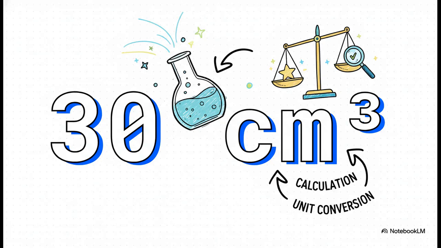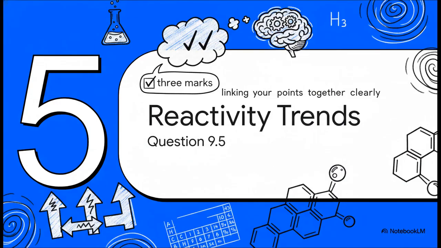See? The first mark was for doing the calculation, but that second mark was for getting the unit conversion right. It's a perfect example of how paying attention to the tiny details gets you every last point. Okay, we're on the final stretch now, the last part of the question, 9.5. This is a 3-mark explanation, which means you need to build a really solid, logical, scientific argument, linking all your points together nice and clearly.